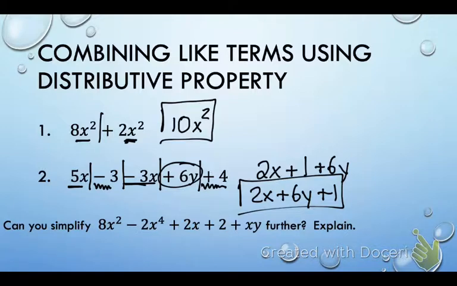Okay, looking at this last one, we have 8x squared, negative 2x to the fourth, 2x, 2, and xy. It's asking if we can simplify any further. The answer is no. Yes, there are a lot of x's, but none of them are exactly the same. This is x squared. This is x to the fourth. Those aren't the same. This is just an x by itself, not the same as anything else. Okay, so you can only combine things that are literally the exact same variable and exponent on the variable.